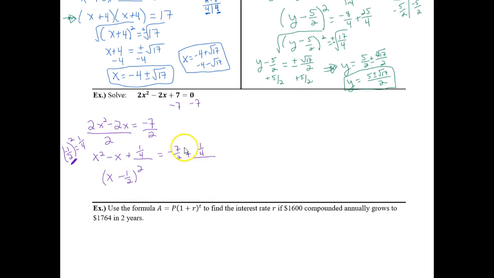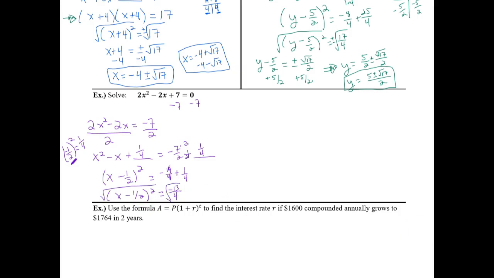Alright, on the right-hand side here, I have to have a common denominator to add these. I'm going to multiply my fraction on the left by 2 to get that common denominator. And I'll have negative 14 fourths, that's 4, plus 1/4. And negative 14 plus 1 is negative 13 fourths. Now I've got my quantity squared equaling constant. I use my square root property.